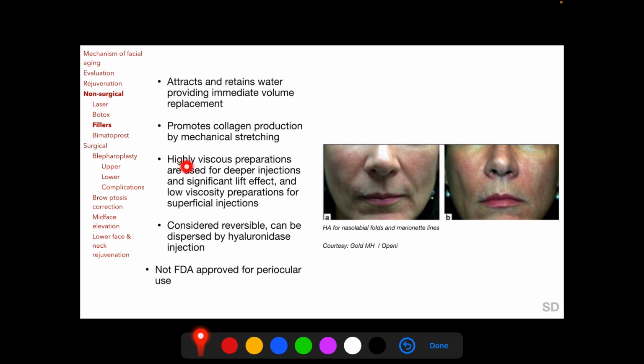Highly viscous preparations are used for deeper injections to give significant lift effect, but low viscosity preparations are preferred for superficial injections to avoid excessive tissue fill. Injection of hyaluronic acid as dermal filler is considered reversible because hyaluronic acid can be dispersed by injection of hyaluronidase.